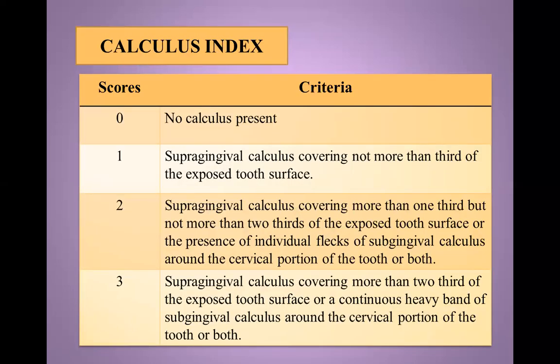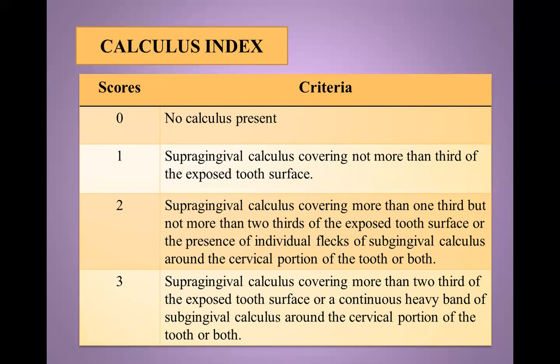Now, the calculus index, the score criteria: 0, no calculus present. Score 1: supragingival calculus covering not more than 1/3 of the exposed tooth surface. Score 2: supragingival calculus covering more than 1/3 but not more than 2/3 of the exposed tooth surface, or the presence of individual flecks of subgingival calculus around the cervical portion of the tooth, or both.